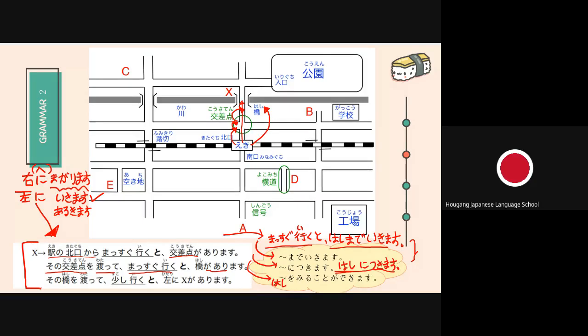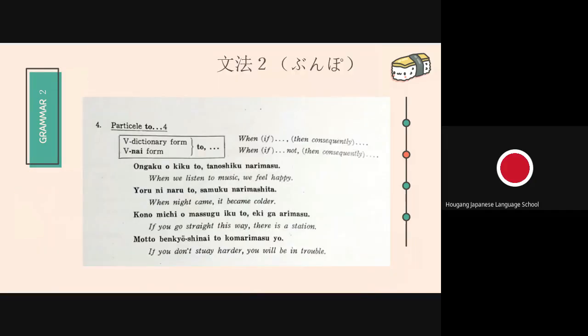Okay, so comparing to the old notes, what we mentioned, right? Only dictionary form and nai form. Because when A happens, B should happen. Hence, when or if. Both also can. Then, consequently or highly likely, it should happen. Example number one: 音楽を聞くと楽しくなります。When you listen to music, you'll feel happy.